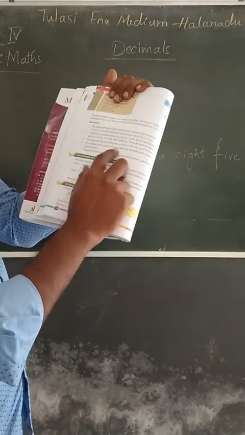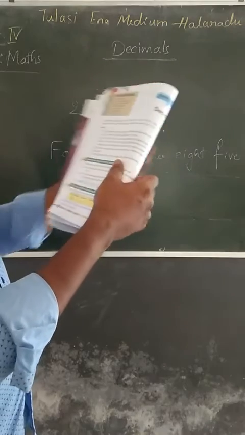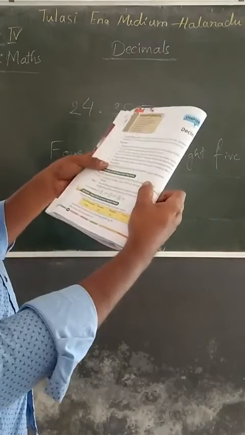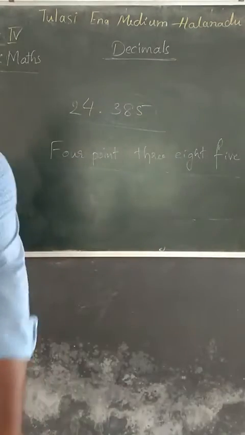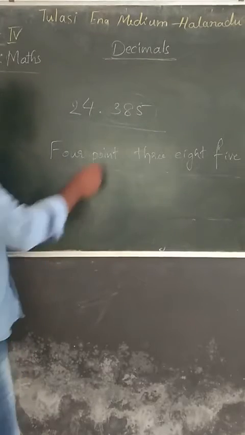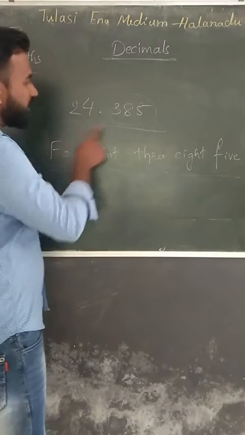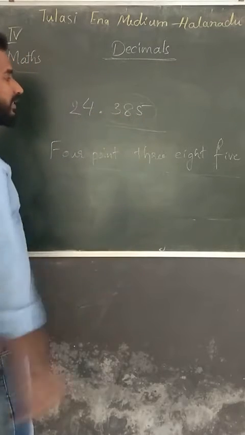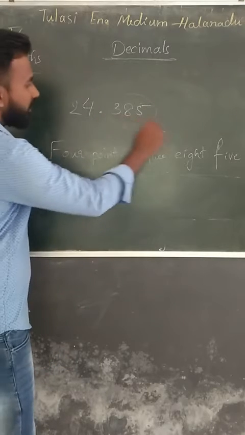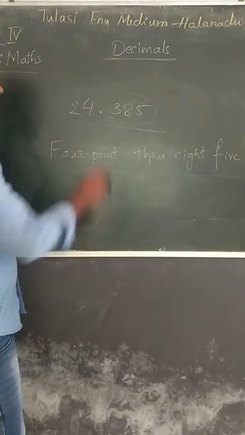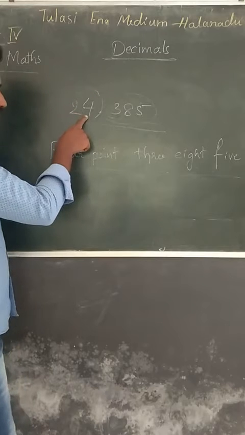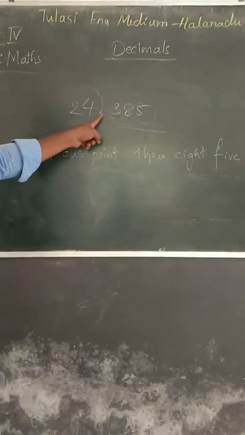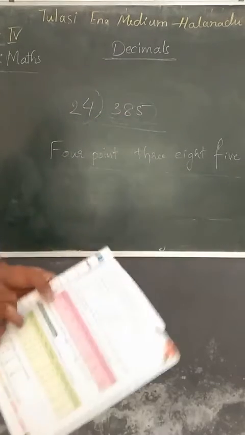In a decimal, the number of digits after the decimal point is known as the number of decimal places. Okay. These are the number of decimal places. How many decimal places are there here? After the decimal point 1, 2, 3. 3 decimal places are there. This is called decimal places. This is the whole number. You know that this is ones, this is tens. But after the decimal point, these are the decimal places.